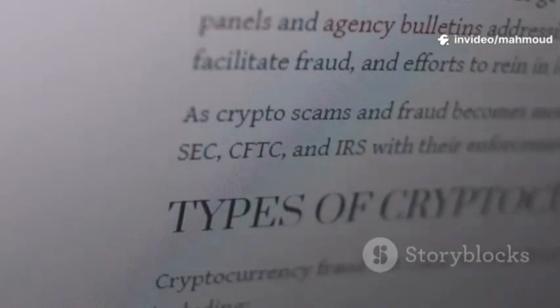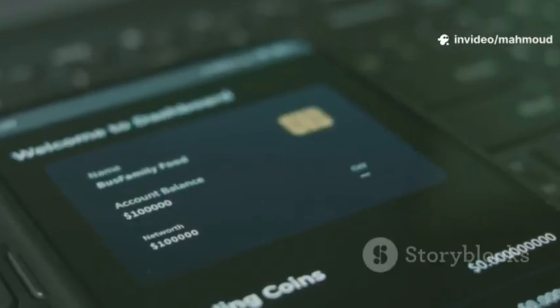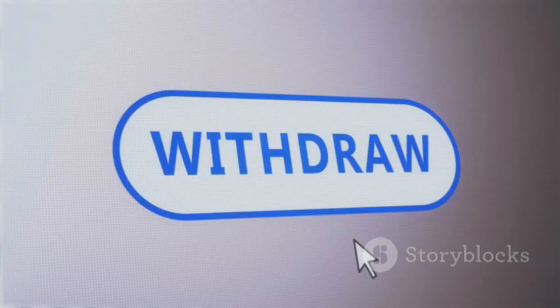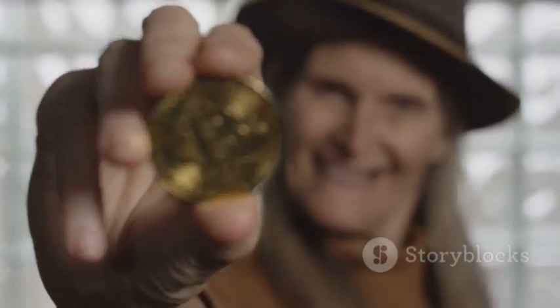Step 8. Security basics. Use 2FA, unique passwords. Phishing protections. Withdrawal whitelists. Move long-term holdings to self-custody.